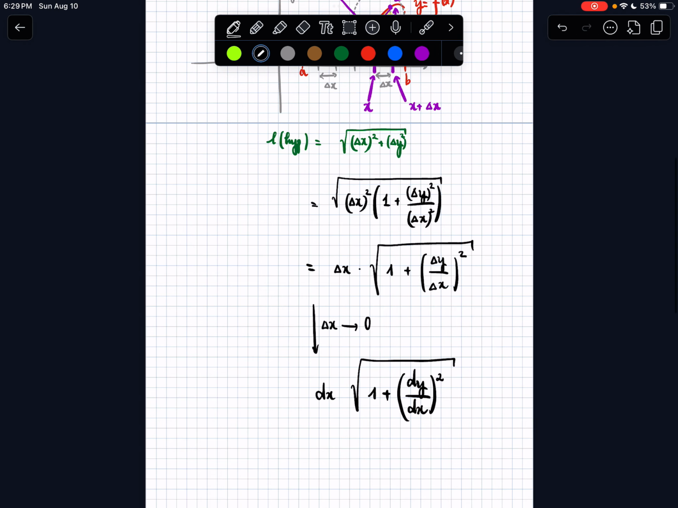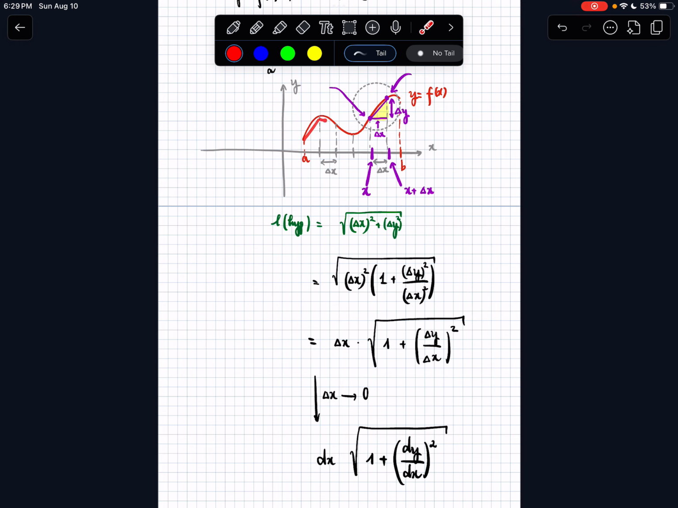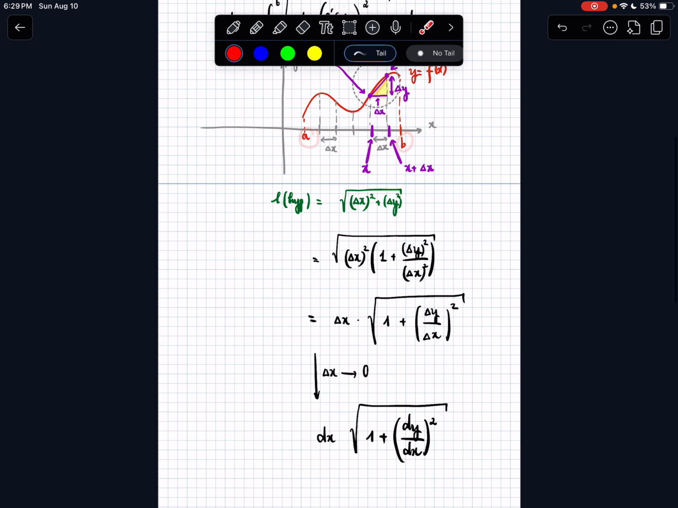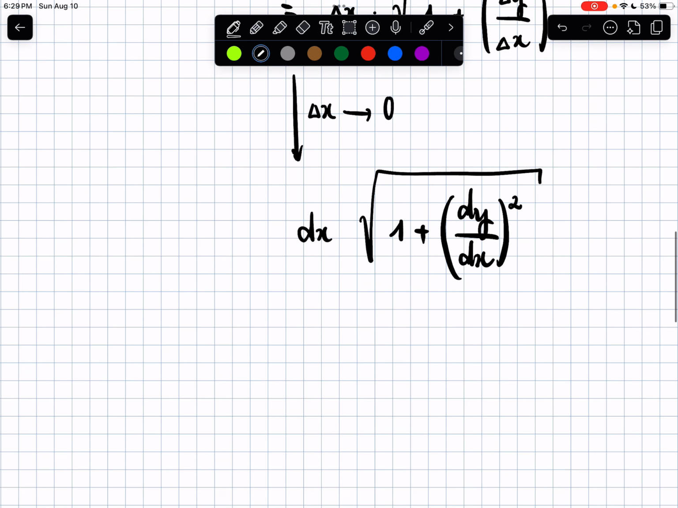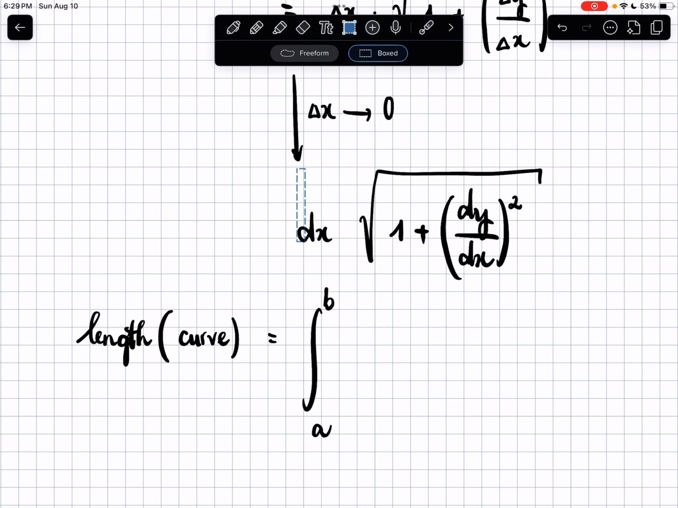So by taking the sum of all those smaller pieces, we approximate the length of the curve y equal to f of x, where x runs from a to b. And when delta x tends to 0, that Riemann sum becomes the integral. So we have the integral from a to b of all those small lengths. So the length of the curve we need to compute is the integral from a to b of this quantity.